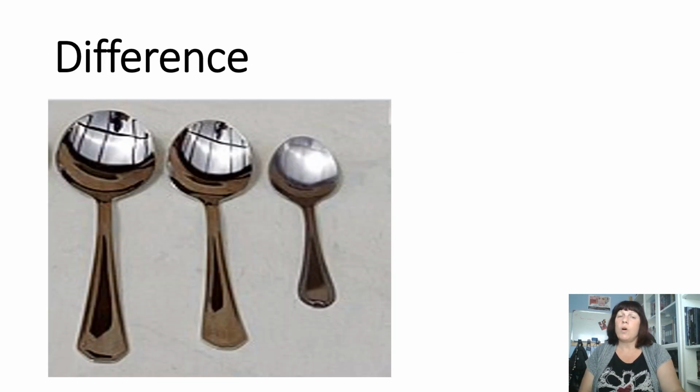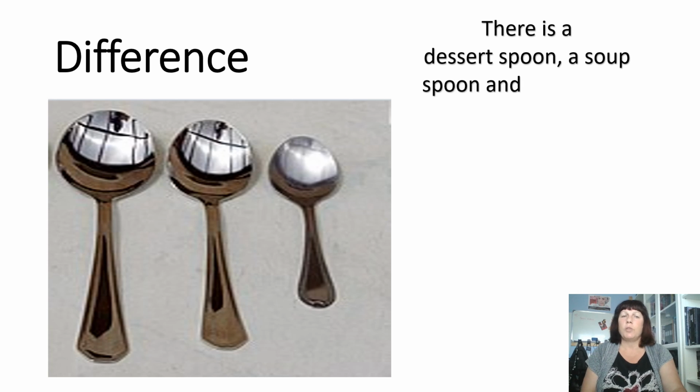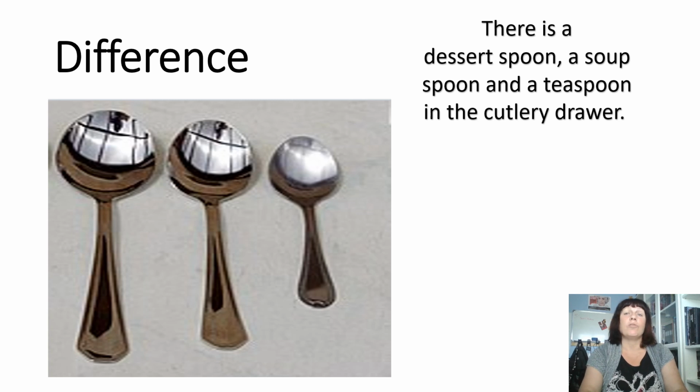So what is the difference? On the first side of this picture, the smallest spoon is your teaspoon. On the last part of the picture, the largest spoon. Can you remember what that was called? Let's look. There is a dessert spoon, a soup spoon, and a teaspoon in the cutlery drawer.